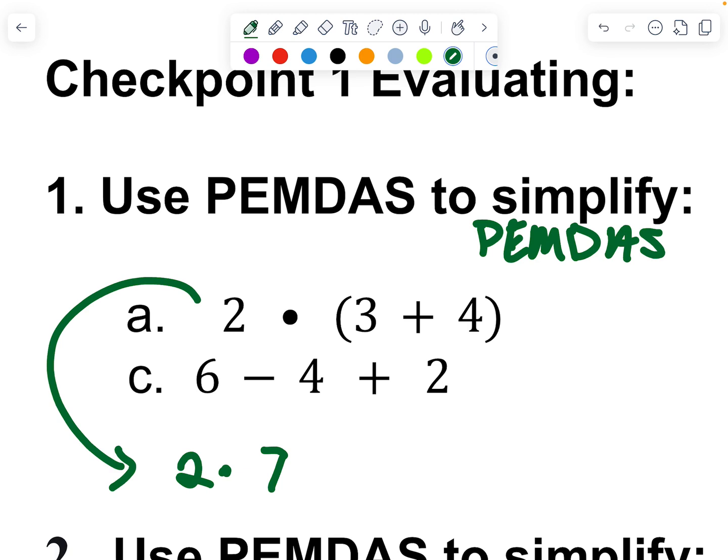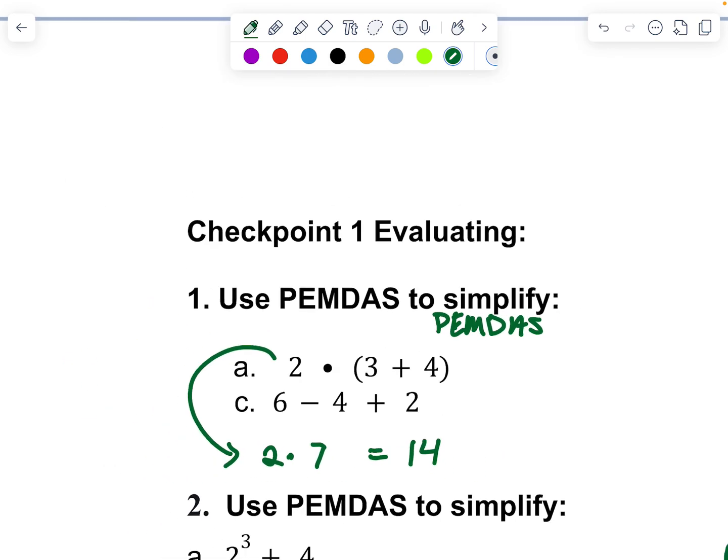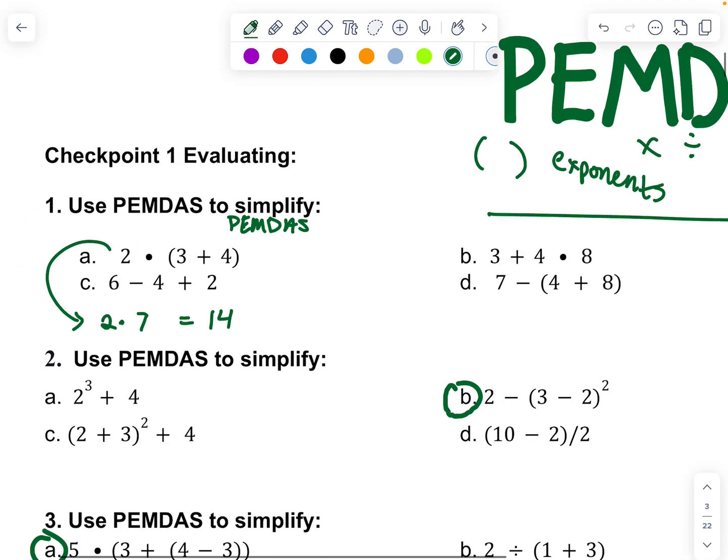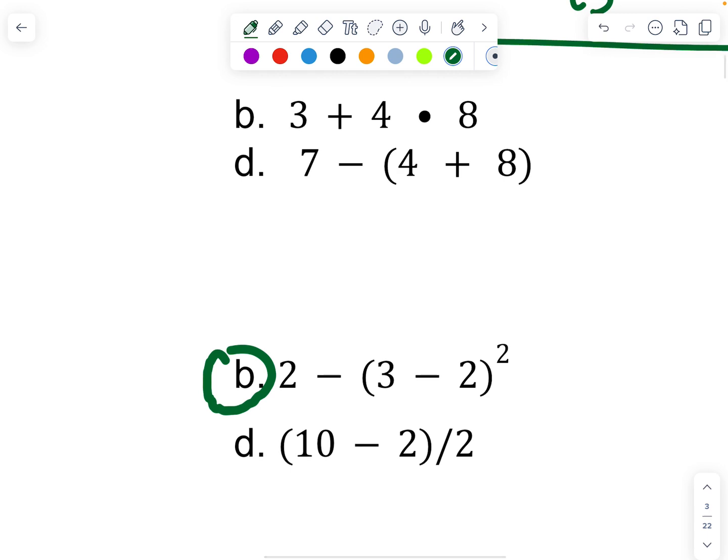Now multiplication is the only operation left. 2 times 7 is 14. So you are always looking to go in PEMDAS order. We can do a more complicated one real quick.